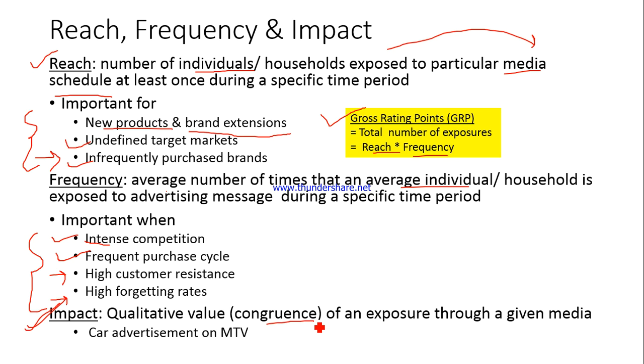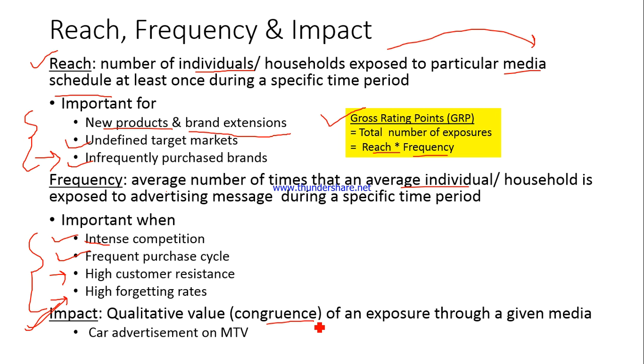Naturally it would be the Astha channel. So basically this is what we term as congruence, right? The product that you are selling and the media vehicle that you are using to broadcast your message, to let the target audience know about your product, about your brand, these two should be of similar nature.